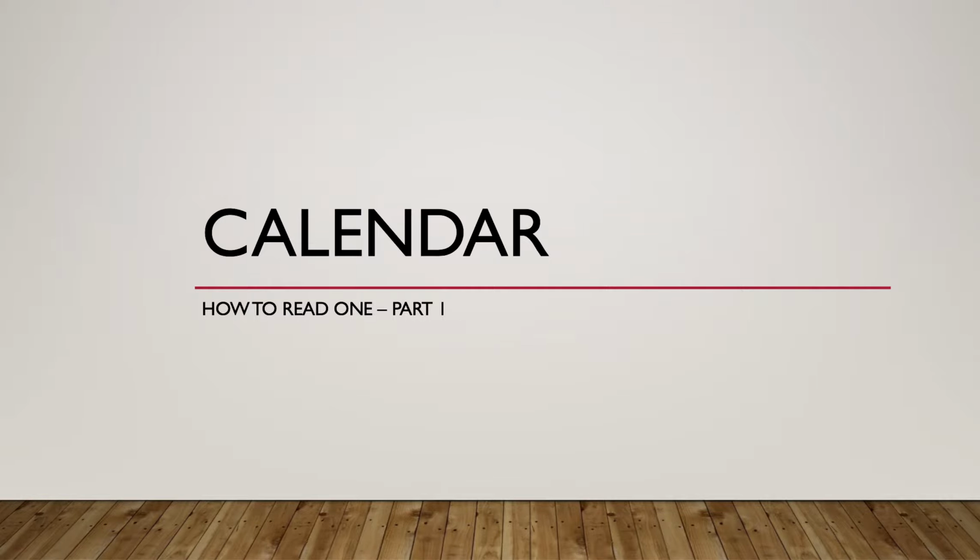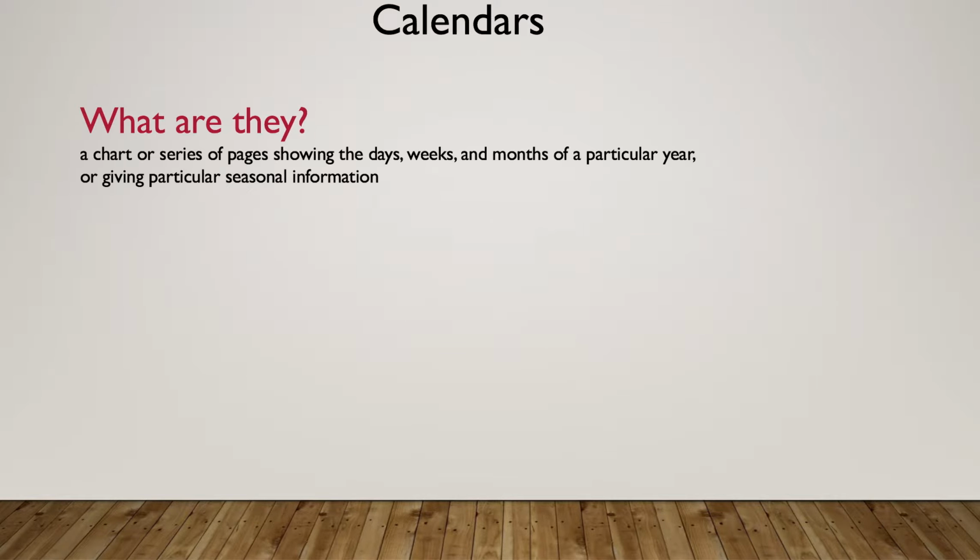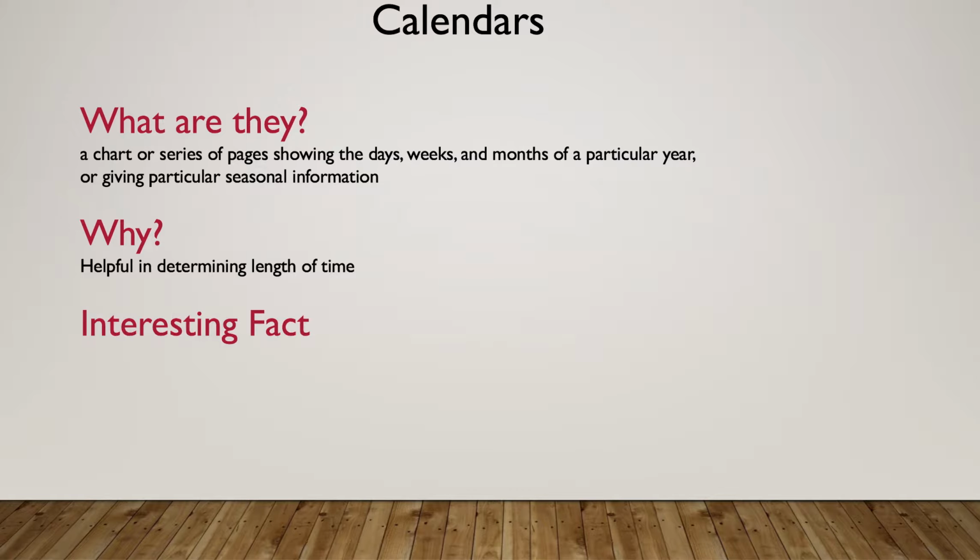Calendar, how to read one, part one. What are they? A chart or series of pages showing the days, weeks, and months of a particular year or giving particular seasonal information. Why? Helpful in determining length of time.